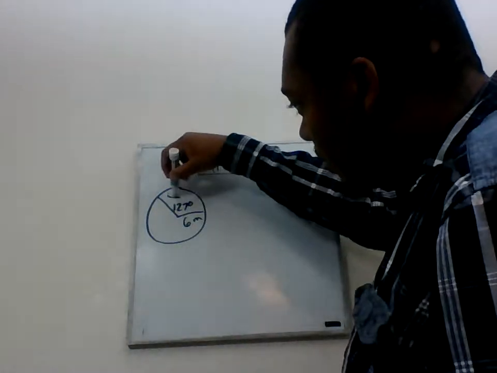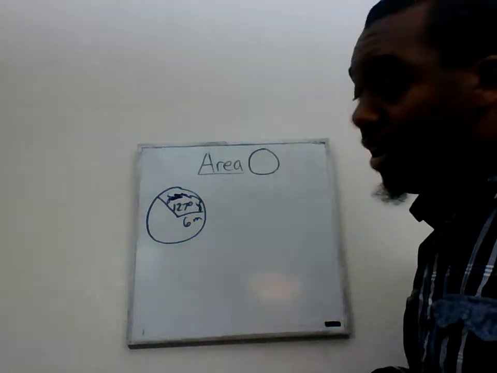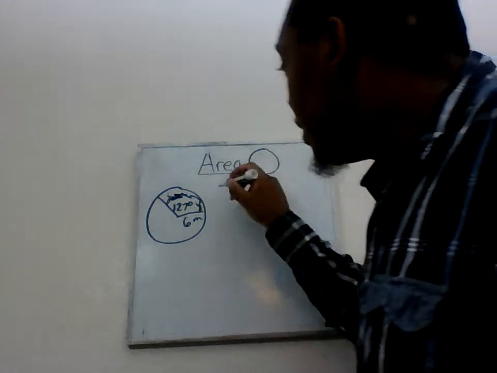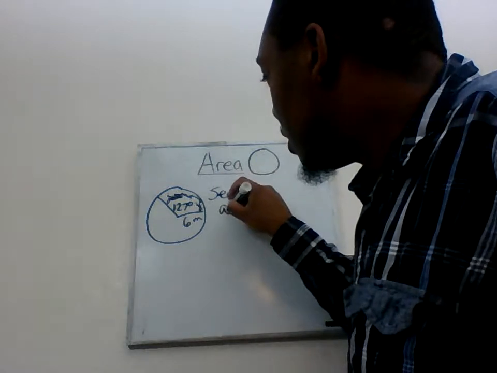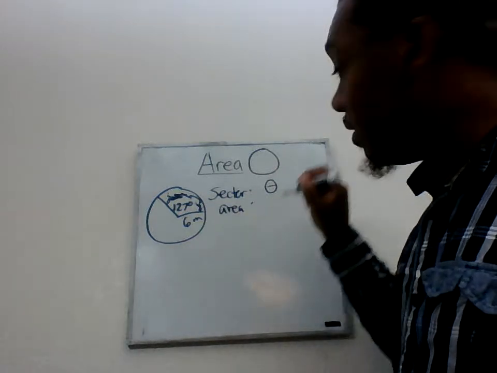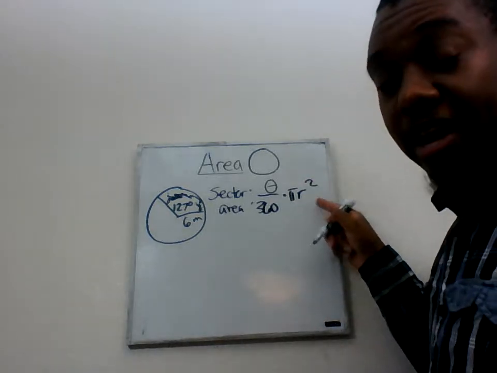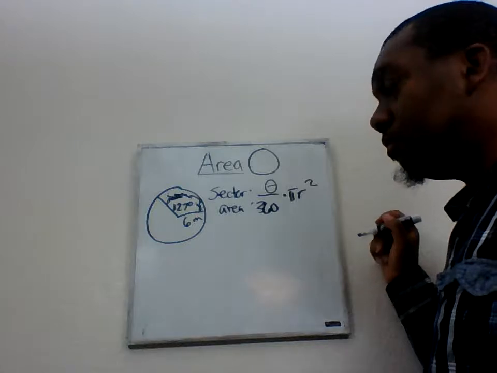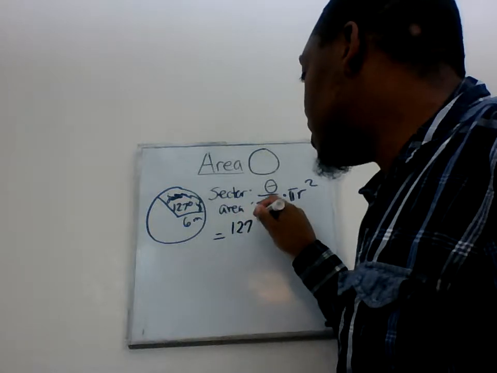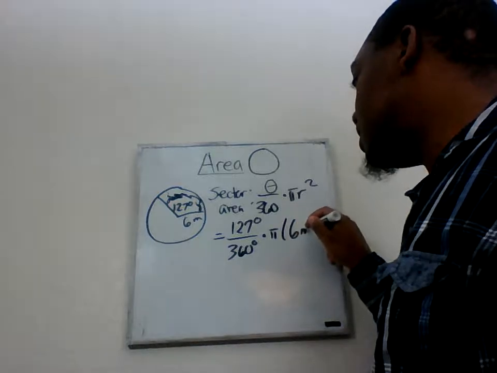Okay, I want to find out what is the area of this region here. And I know the central angle for that area is 127 degrees. So I need to find the sector area here. And from what we just talked about, sector area would be the central angle that's given, out of 360, times pi r squared, which is the area of the entire circle. Okay, so for this example, the sector area is equal to 127 degrees out of 360 times pi times 6 meters squared.